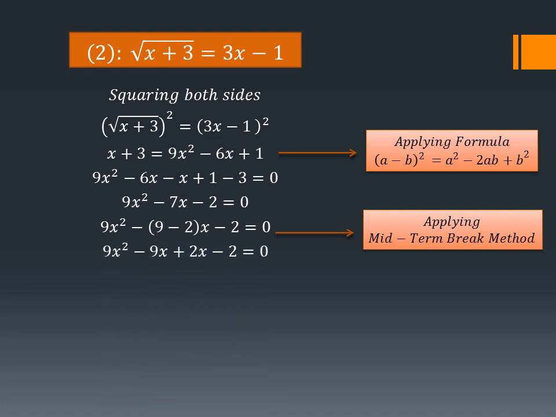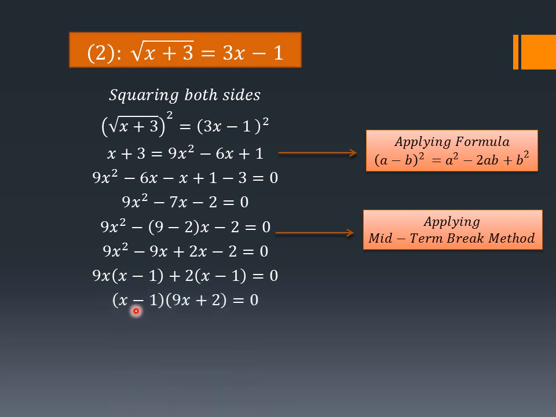Opening the brackets, now we will take common from the first two, 9x² − 9x, and then we will take common from 2x − 2. Taking common from 9x² − 9x, 9x is the common term, so x − 1 will remain inside the bracket. Plus 2 is the common term from the third and fourth term, so x − 1 will remain inside the bracket. Both the brackets are the same, it means the method applied is correct.